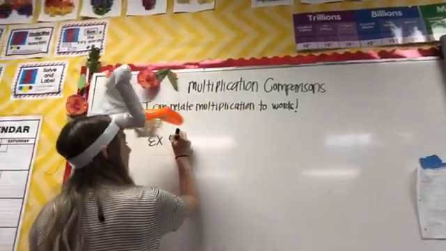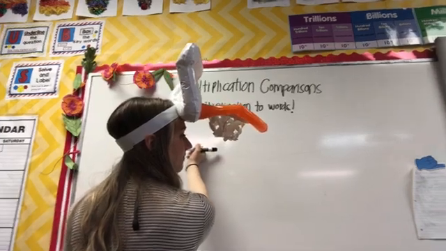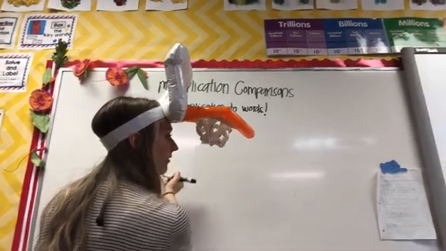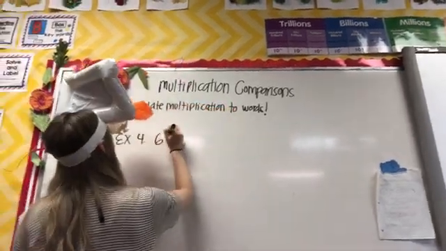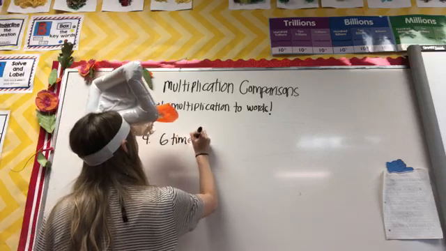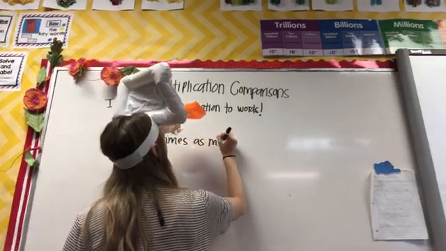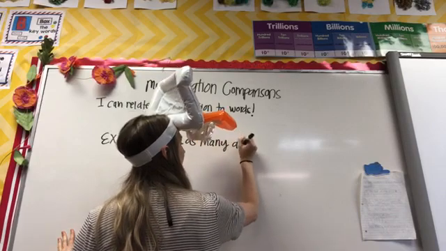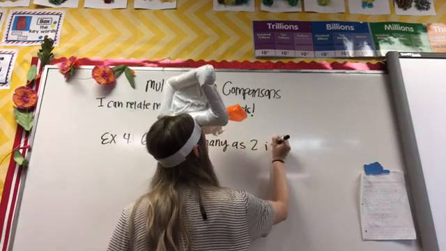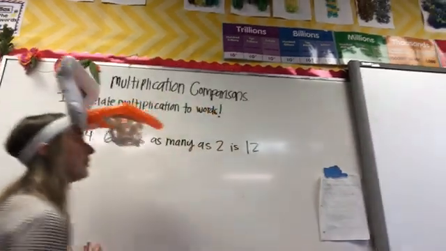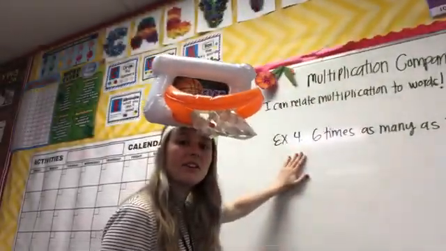All right, example number 4. If we had 6 times as many as 2 is 12. So this one, we just wrote the opposite direction.